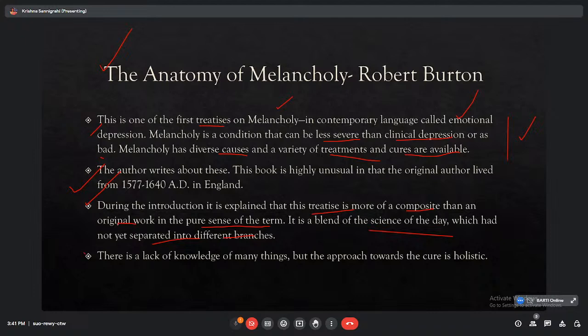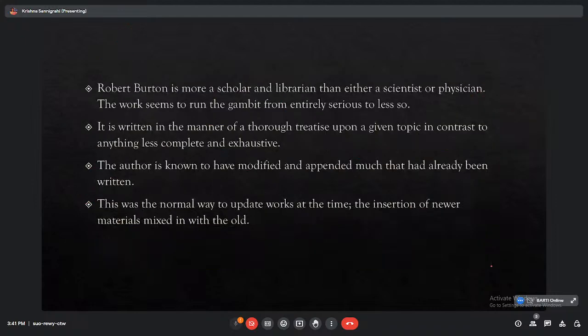There is a lack of knowledge of many things, but the approach towards the cure is holistic. Robert Burton is more a scholar and librarian than either a scientist or physician.